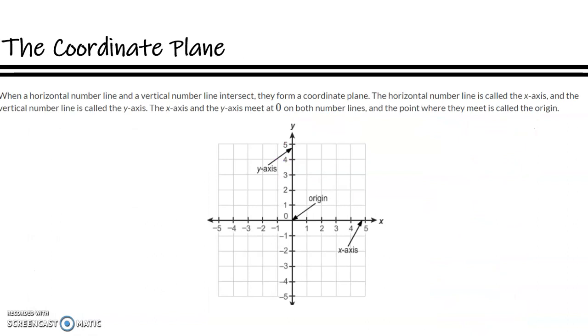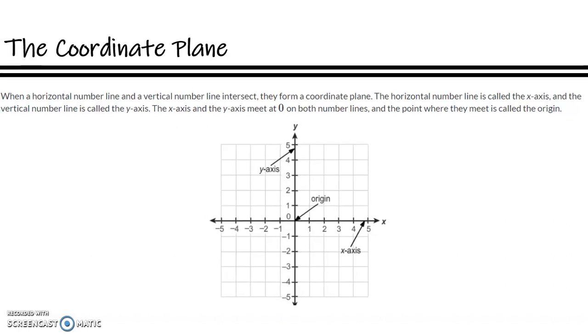So when it comes to the coordinate plane, remember that when a horizontal number line and a vertical number line intersect, they form the coordinate plane, as we just discussed. The horizontal number line is called the x-axis. The vertical number line is called the y-axis. The x-axis and y-axis meet at 0. That's called the origin, and all of that is labeled here.